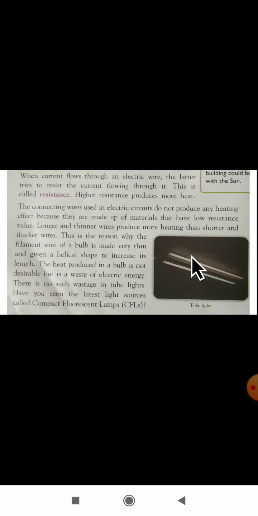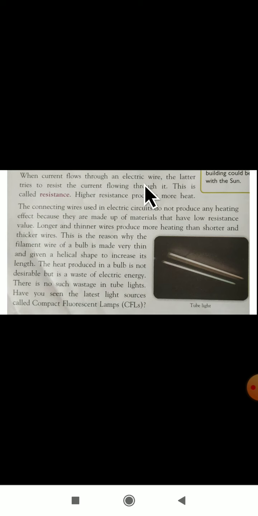They have given: when a current flows through an electric wire, the wire tries to resist the current flowing through it. This is called resistance. Then what is resistance here? When a current flows through an electric wire, it will reach the filament. Then the filament will get hot, it will get red hot, and suddenly the bulb will glow. The process is in this way.